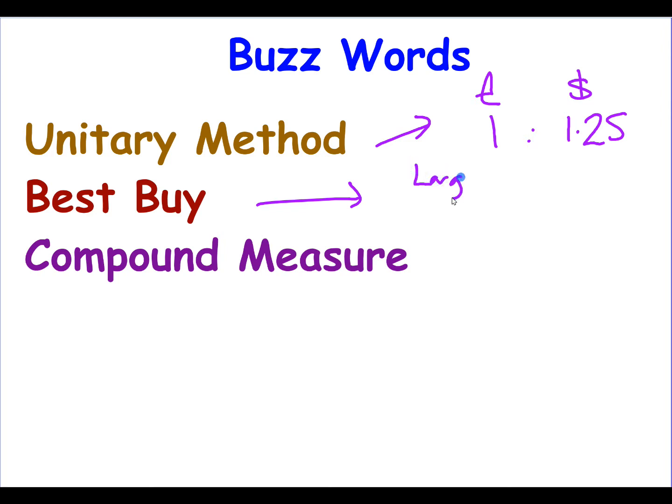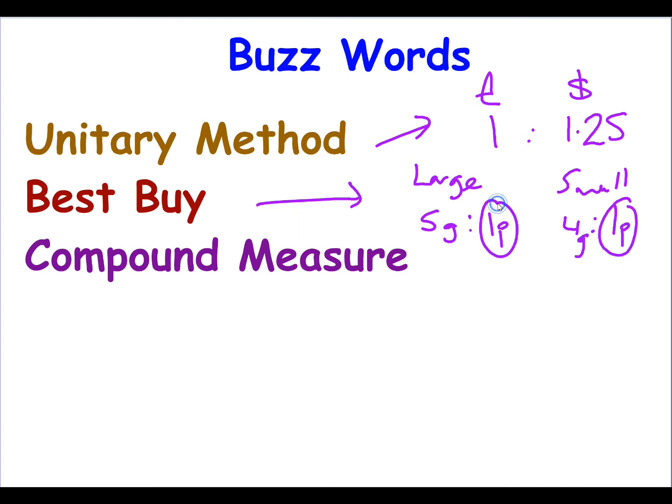So when we had our large jar of jam, we could work out how much we get per penny, and then the small jar we could work out how much we get per penny. And because we're comparing it per penny, we can compare like with like. It tells us what the best buy is.